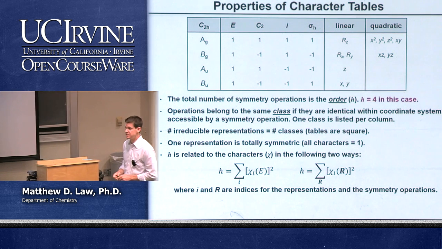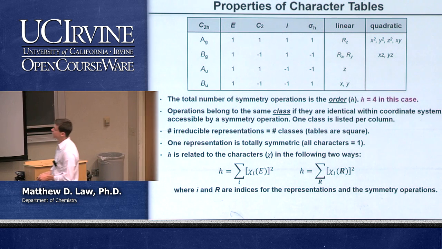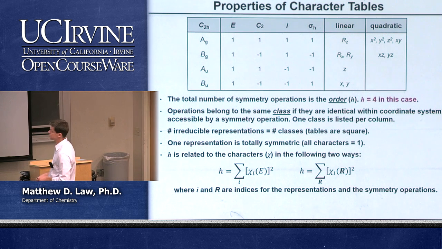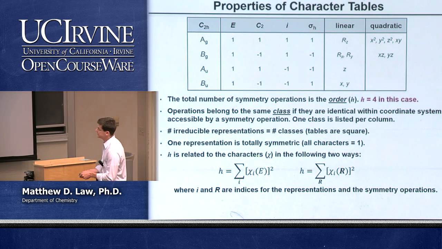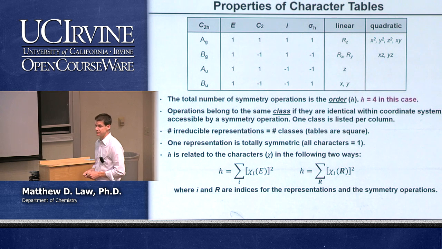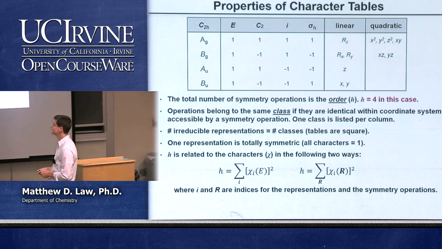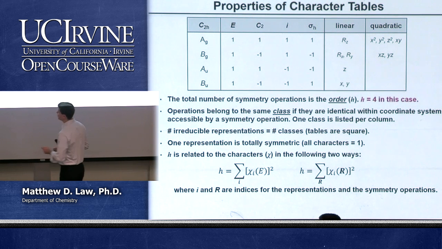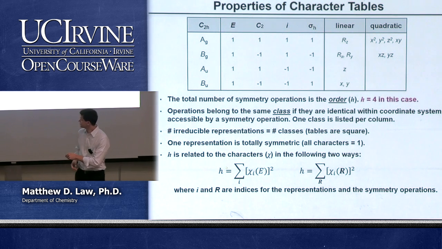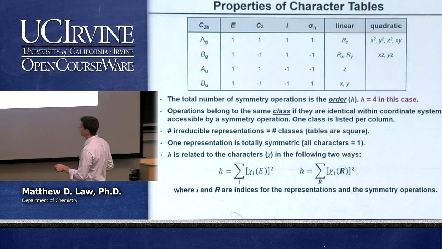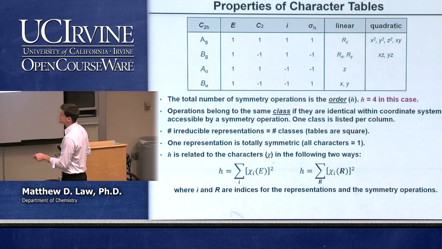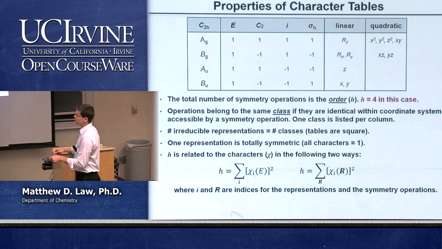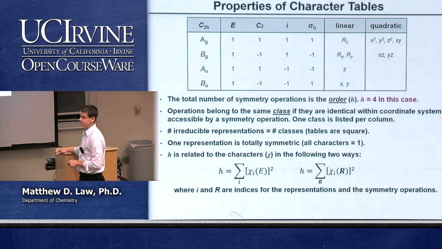Okay, and then we have a certain interrelationship for the order with the characters in the table. The following 2 relationships hold. So the order is related to the characters. The characters are usually given the Greek letter chi, okay, in the following 2 ways. So the order of the overall point group is equal to the sum of the characters under the E operation squared for each individual irreducible representation I.